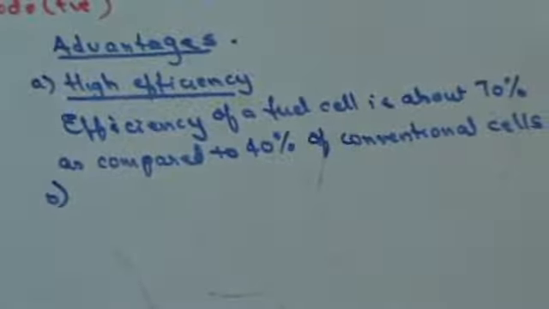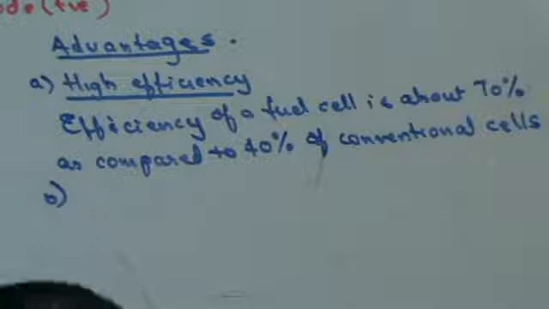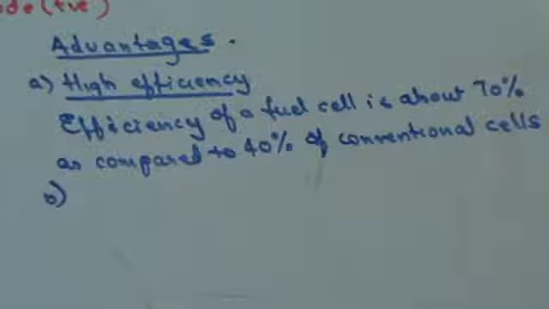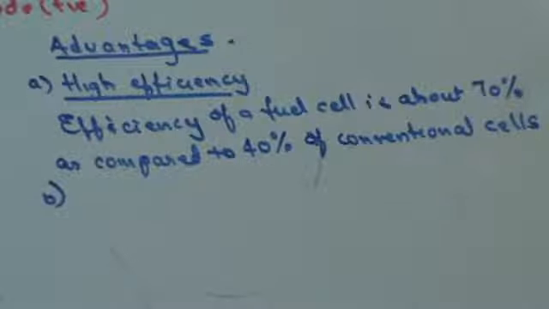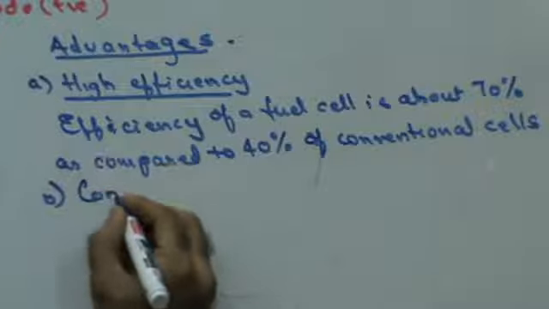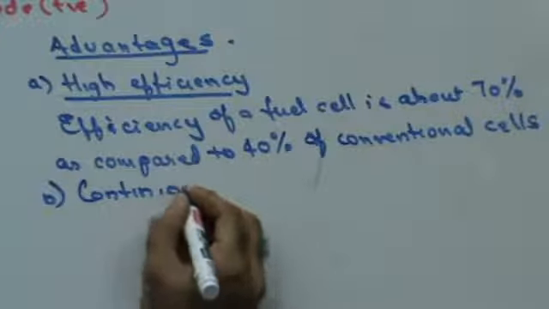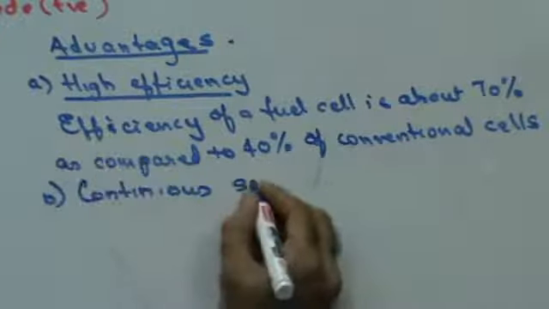Second, continuous source of energy. The fuel cell converts its energy directly into electricity and takes little time to go into operation. The cells do not have to be discharged when the reactants are consumed. So there is no discharging, there is continuous production of energy. The moment you supply hydrogen or oxygen gas, instantaneously you will have energy being formed. So it is a continuous source of energy.